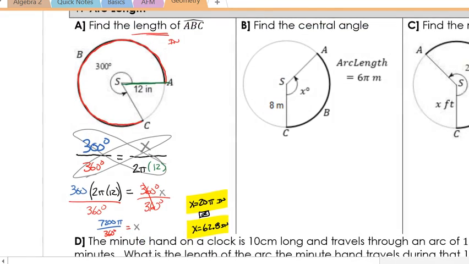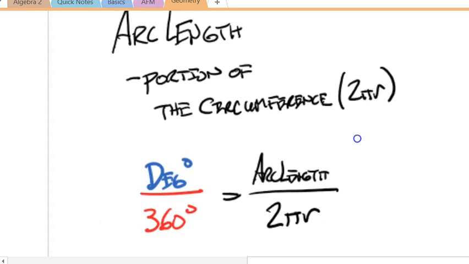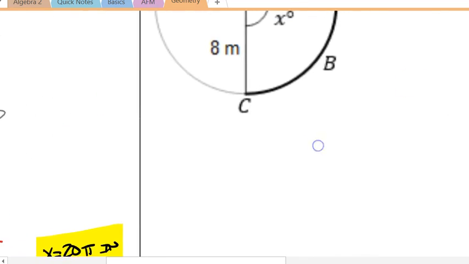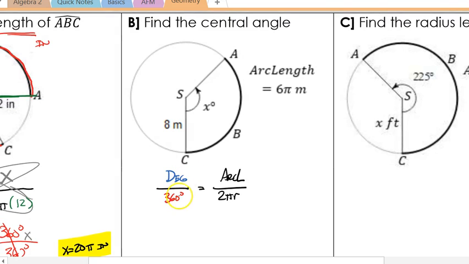So we're going to go ahead and use this same proportion idea to help us solve the next two. As you know, here we're actually finding the central angle and finding the radius length, but I'm still going to start off with this same proportion. Degrees over 360, a ratio of degrees to a ratio of circumferences. We'll jump over here and get that started on B. So degrees over 360 equals arc length over 2 pi r, so ratio of degrees to ratio of circumferences.